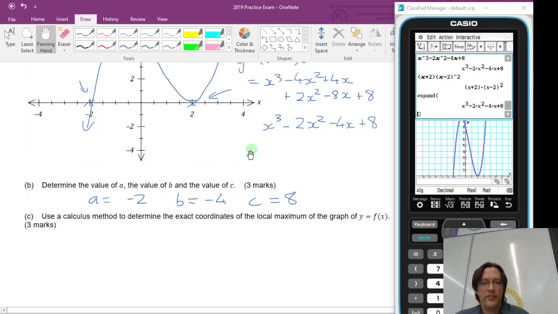Use a calculus method to determine the exact coordinates of the local maximum. So a calculus method would mean differentiation. So we want to differentiate that. Dy by dx equals 3x squared, take 4x, take 4. And we want to find where that equals 0. So what's that going to be? So we've got 3x squared, take 4x, take 4 equals 0.